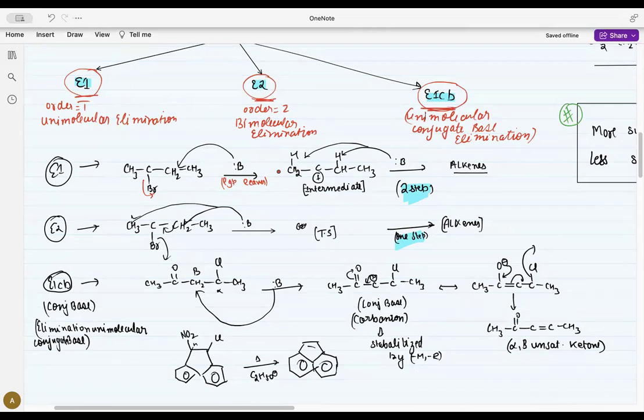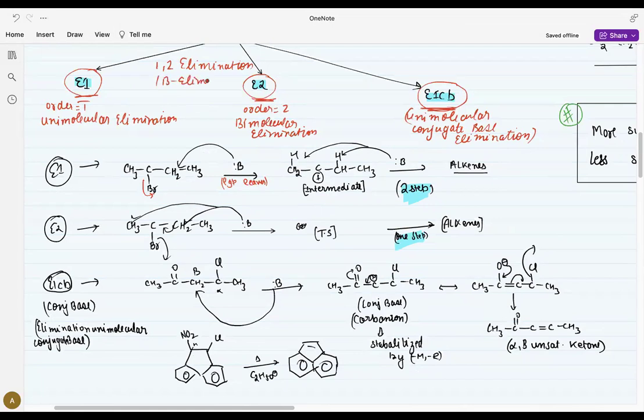And these all are 1-2 eliminations. These all are which type of elimination? 1-2 elimination, also known as beta elimination. So let's start with E1 elimination.